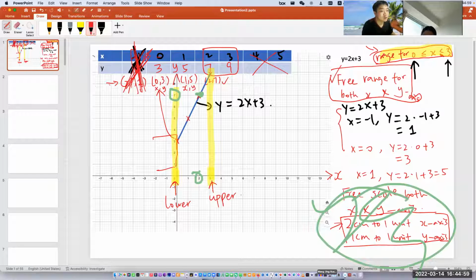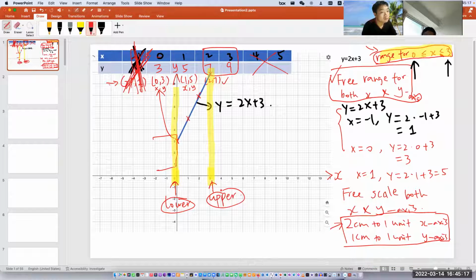So if there is no range, free. But if there is a range, it means you have the lower bound and you have the upper bound, which you don't go beyond or go below. Okay, all right. So that's how you draw a straight line y equals 2x plus 3, free range, free scale, or with range and with scale. Are you clear?